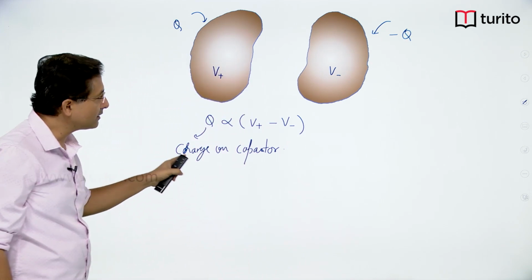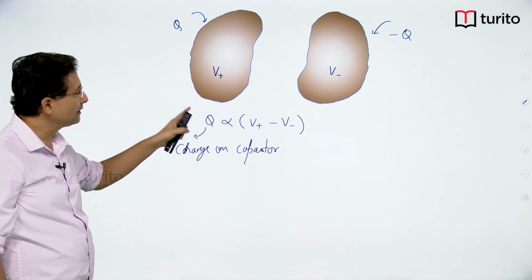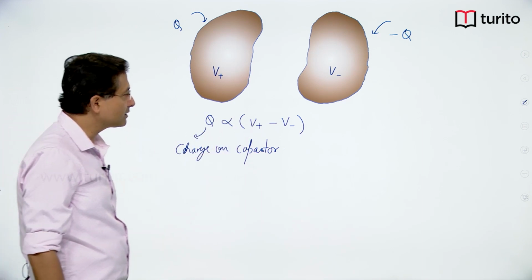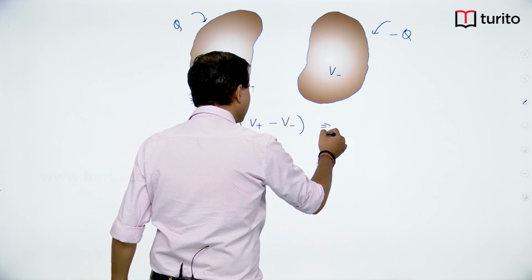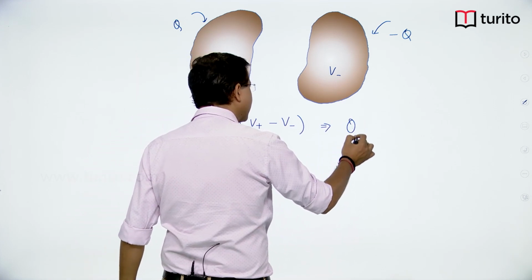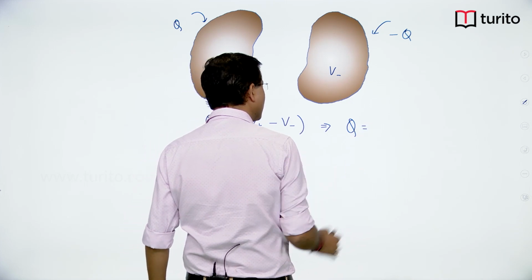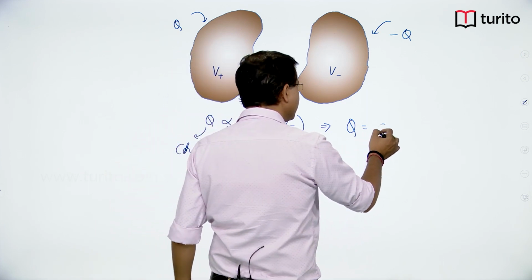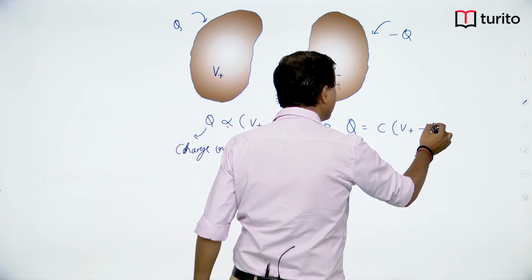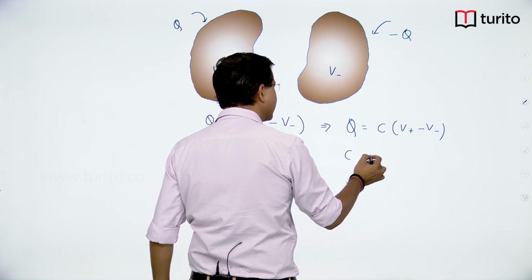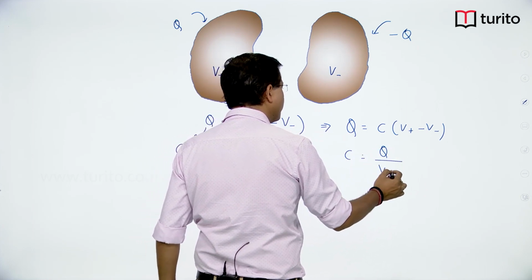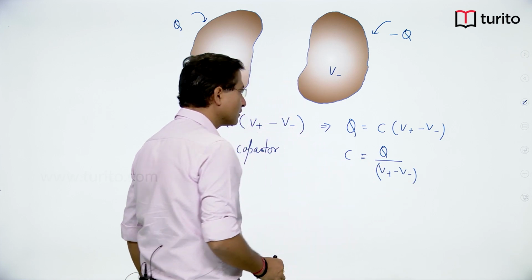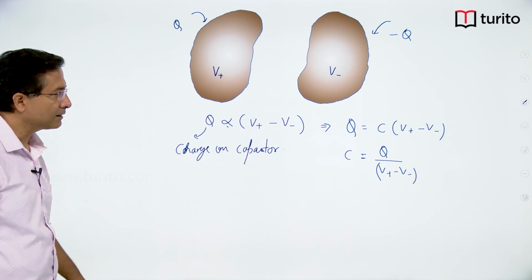So, charge on capacitor is Q, and depending on that there will be a potential difference, and I can write the whole expression as Q is equal to a proportionality constant, that is nothing but the capacitance of the arrangement, C, times V plus minus V minus. So, capacitance I can write as Q divided by V plus minus V minus, right.